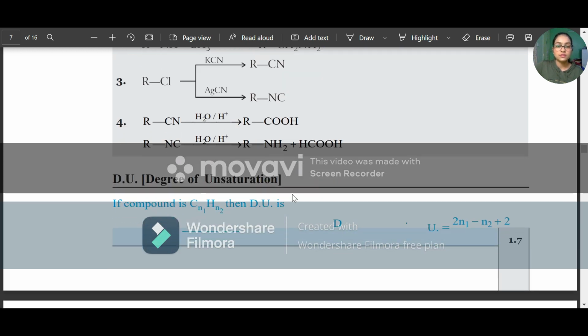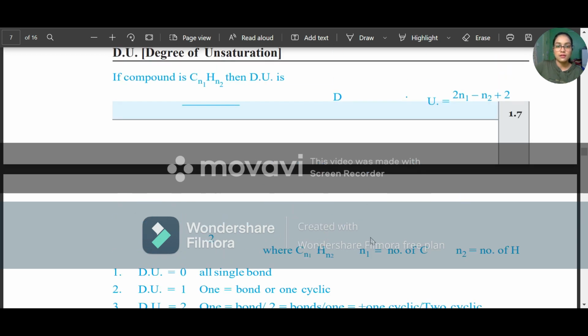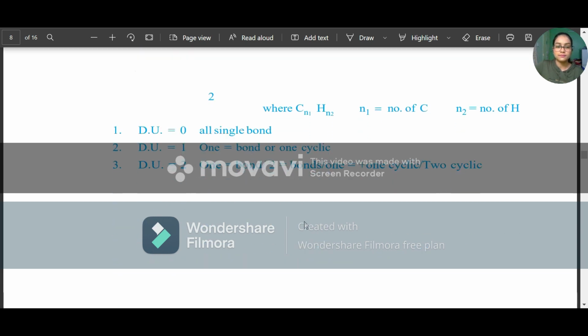Now degree of unsaturation. This is the compound. Now we need to find the DU. So DU 0 means all bonds are single. DU 1 means one double bond or one cyclic group. DU 2 means one triple bond, or two double bonds, or one double bond plus one cyclic, or two cyclic. Now how to calculate DU? So this is the formula: (2n1 minus n2 plus 2) divided by 2, where n1 is number of carbons and n2 is number of hydrogens.